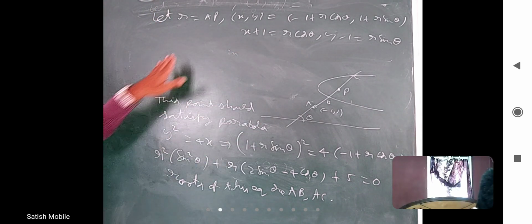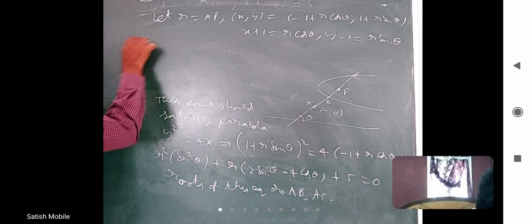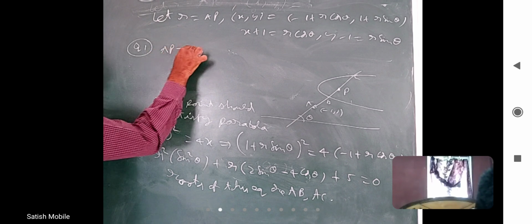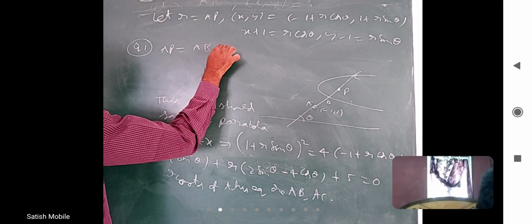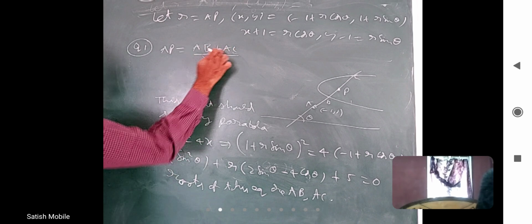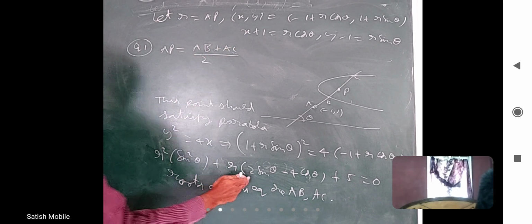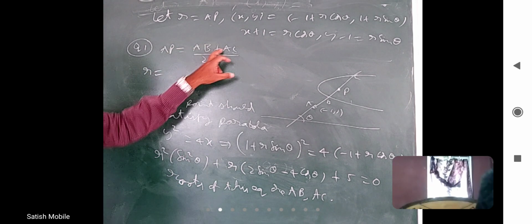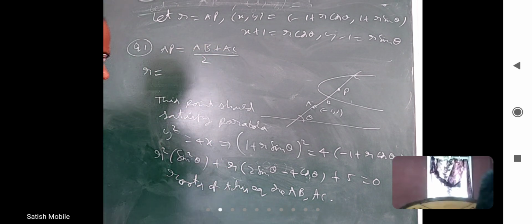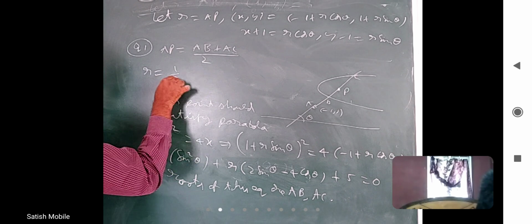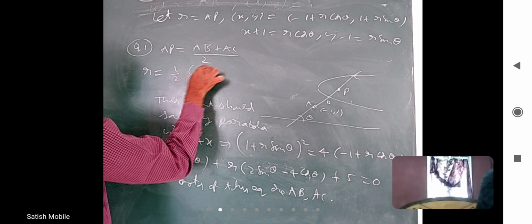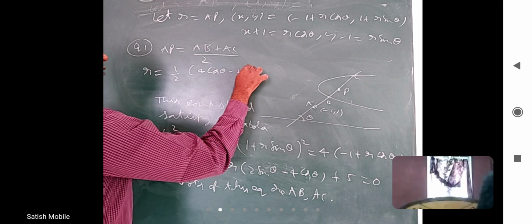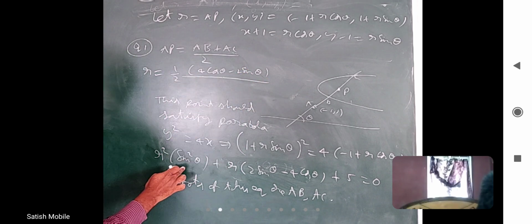Now let us take the first question. Because they are in AP, I can write AP equal to (AB plus AC) by 2. AB plus AC is the sum of the roots here. What is the sum of the roots? AP is r, and (AB plus AC) by 2 is the sum of the roots by 2. So, half of (4 cos theta minus 2 sin theta) by sin square theta.